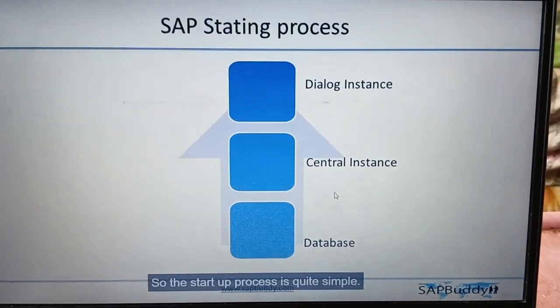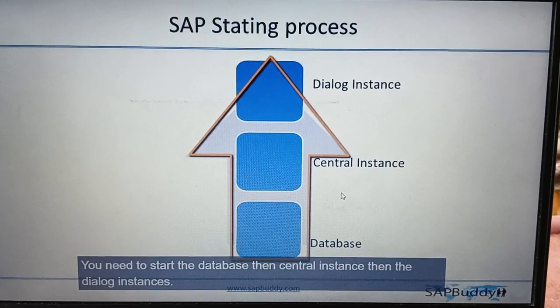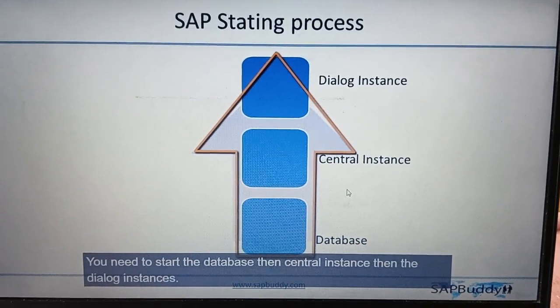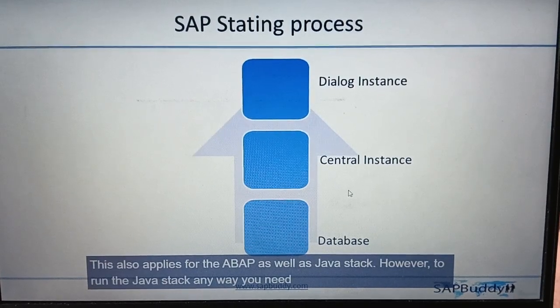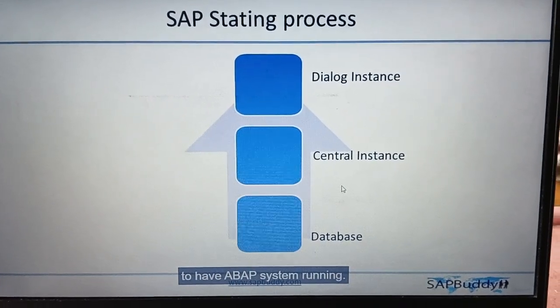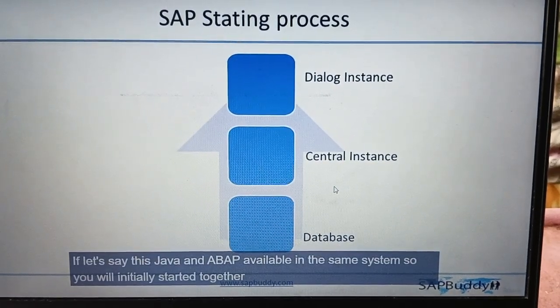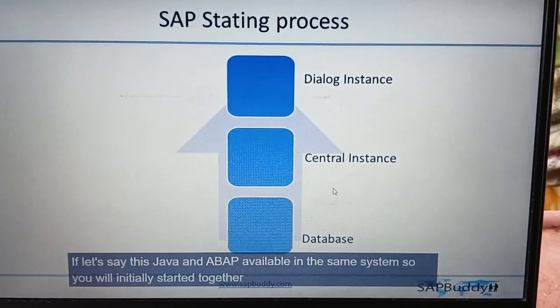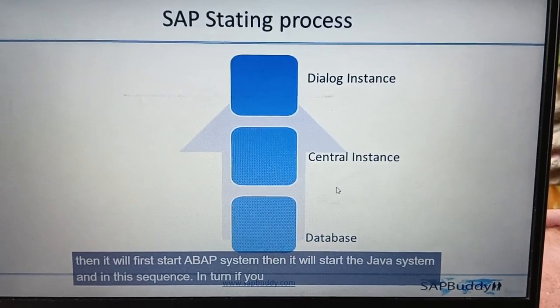So the startup process is quite simple. You need to start the database, then the central instance, then the dialog instances. This also applies to the ABAP as well as the Java stack. However, to run the Java stack, you need to have the ABAP system running if, let's say, Java and ABAP are available in the same system. So you will initially start them together, then it will first start the ABAP system, then it will start the Java system in sequence.